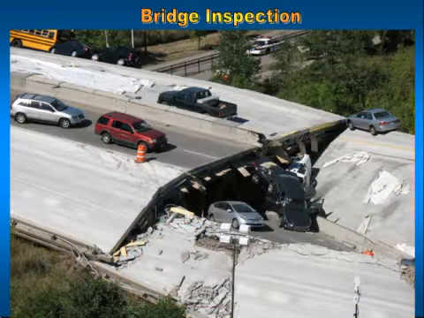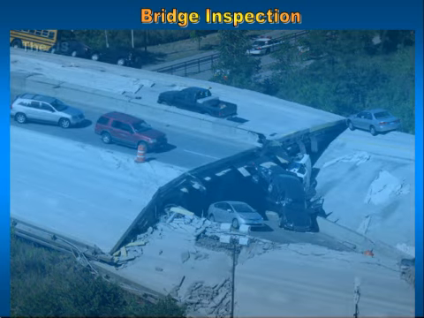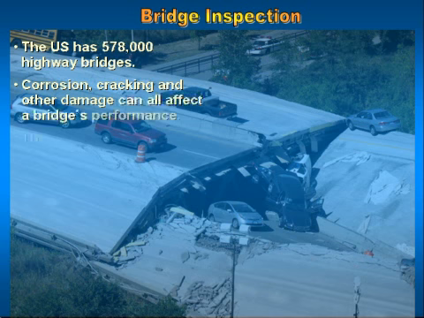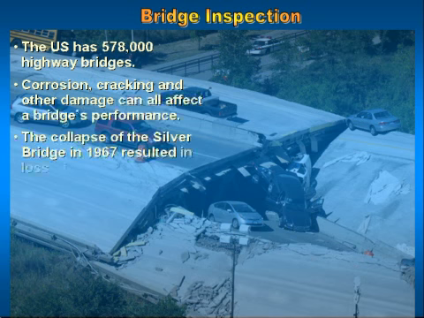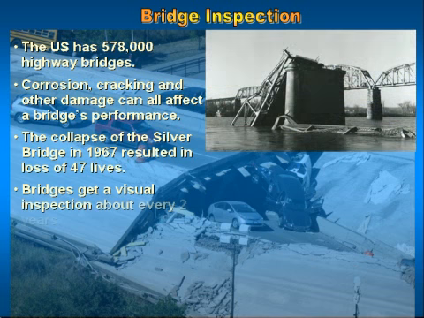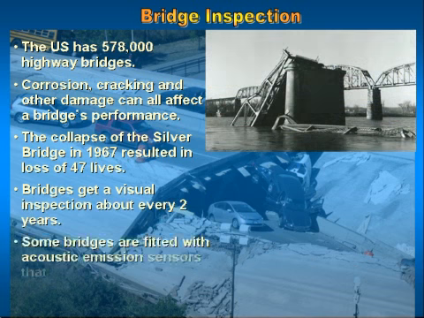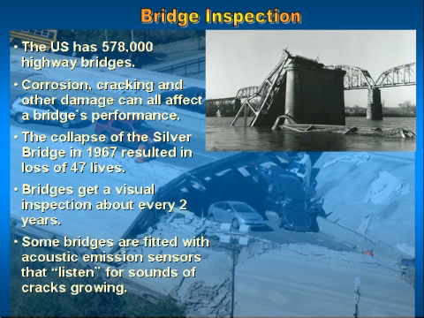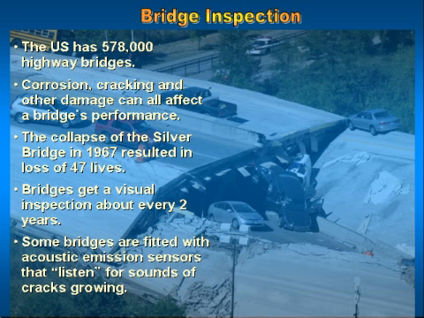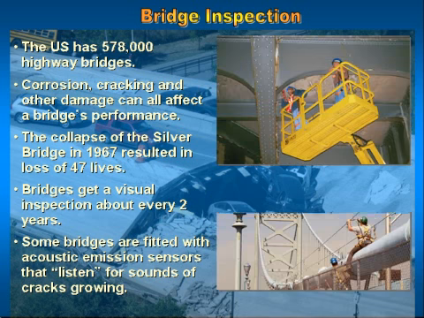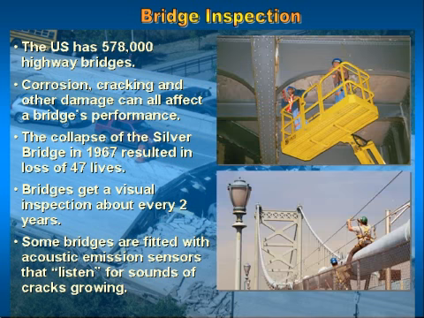Bridge inspection. The United States has 578,000 highway bridges. Corrosion, cracking, and other damage can all affect a bridge's performance. In the photograph in the upper right is the Silver Bridge. The collapse of the Silver Bridge in 1967 resulted in the loss of 47 lives. Bridges get a visual inspection about every 2 years. Some bridges are fitted with acoustic emission sensors that listen for sounds of cracks growing.